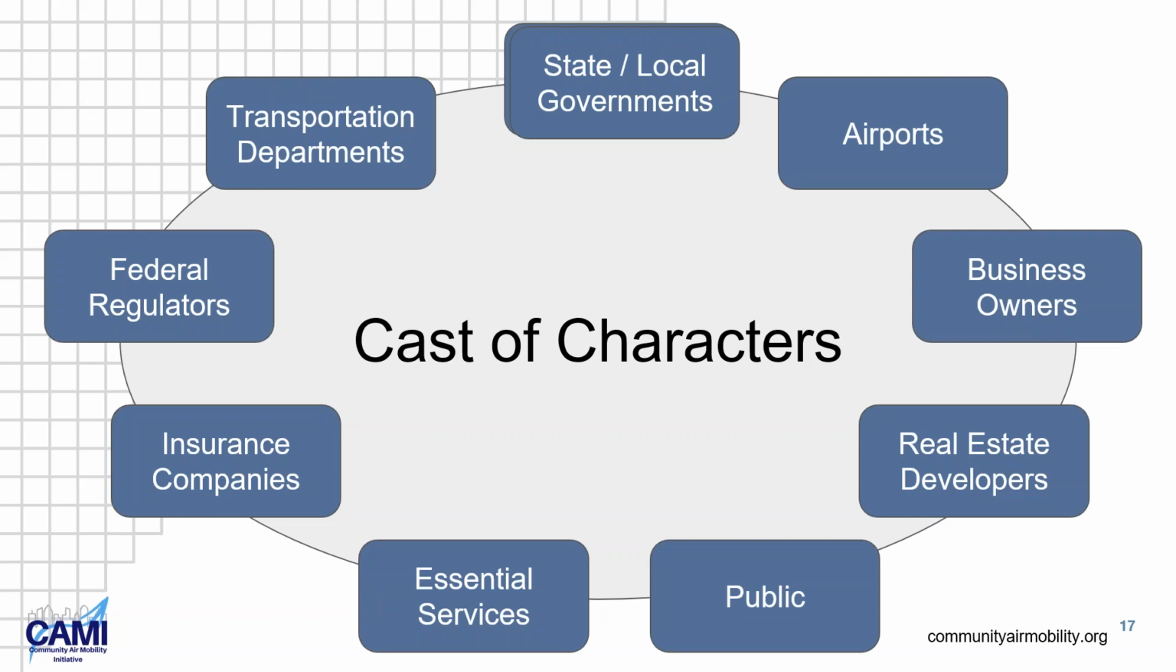This is what we like to call the cast of characters. It's probably not all, but a lot of the stakeholders that are involved in this discussion. Up till now, it's been primarily the UAM industry. And as you can see, there's a broad range. We've got everything from airports and transportation departments to real estate developers, state and local governments, federal regulators, insurance companies, essential services, and of course the public. The conversation needs to be broad, and it needs to include all of these people.